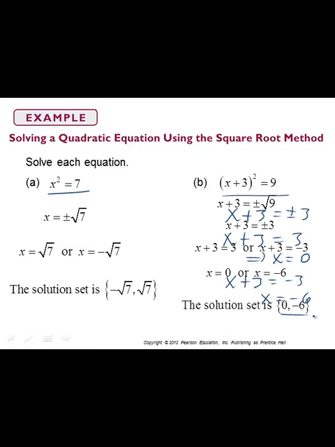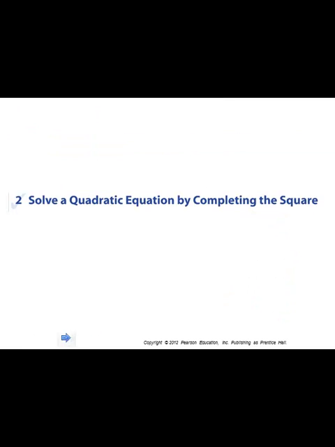So 0 and negative 6. Alright, moving along here. Let's talk about completing the square. So I think we remember how to complete the square, right? It's just something that you add to a square term together with a linear term in order to form an expression which is the square of some binomial.